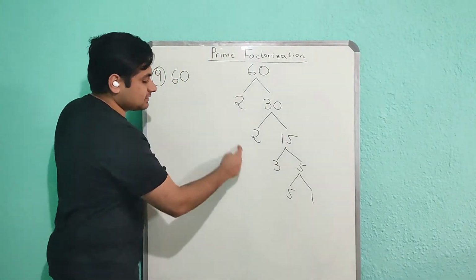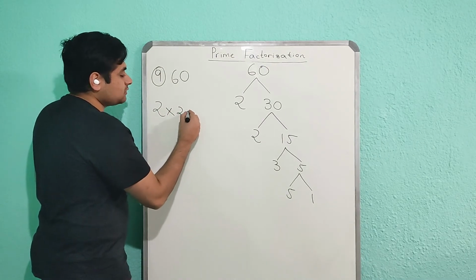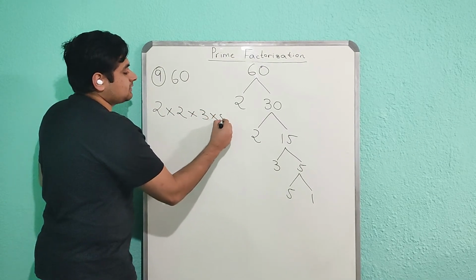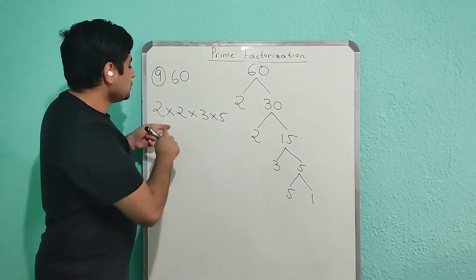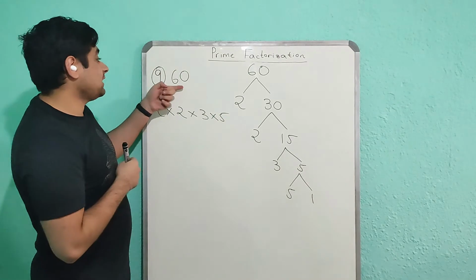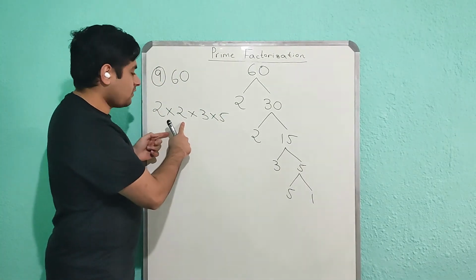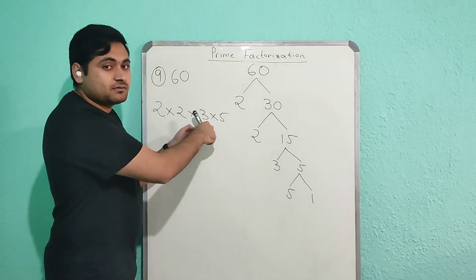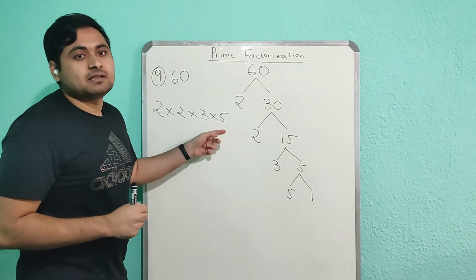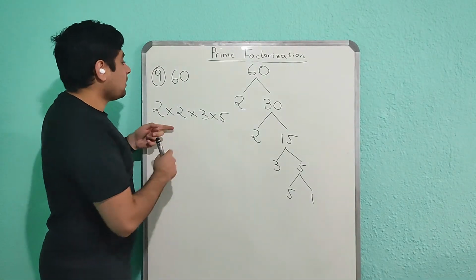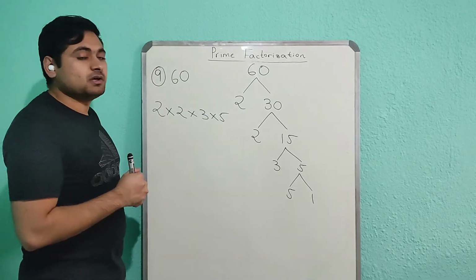So what are our prime factors? Everything on the left side. So what are our prime factors? 2 times 2 times 3 times 5. Is that a correct answer? We need to check, right? So what do we do? We just multiply the prime factors and we need to get the question, right? So what is 2 times 2? That gives us a 4. What is 4 times 3? That gives us a 12. And what's 12 times 5? That gives us a 60. Hence, we can confirm that our answer is correct because it takes us back to the question. So this is the answer for number 9.